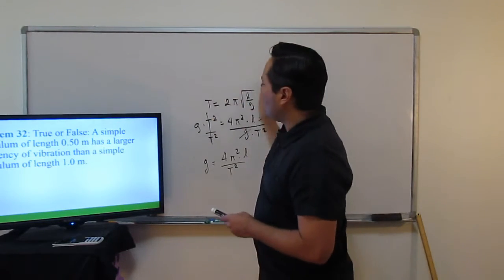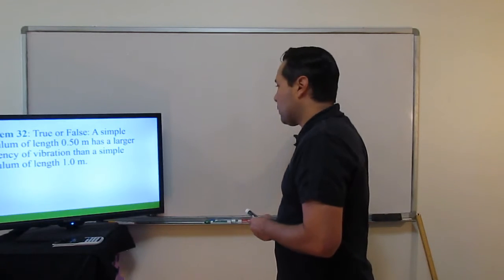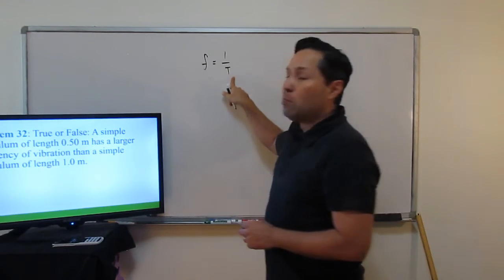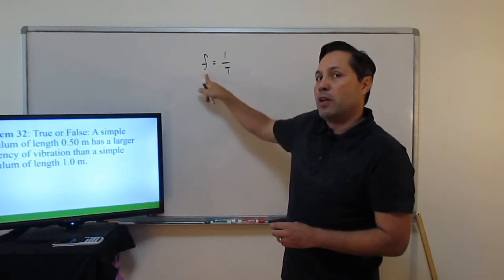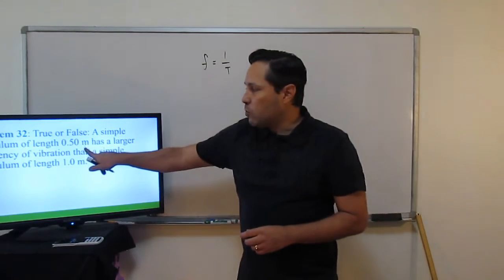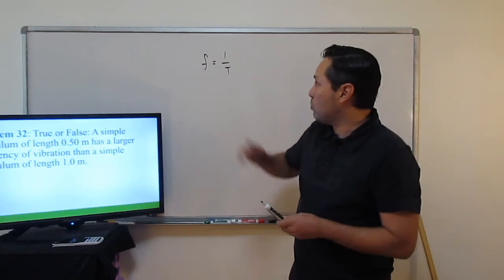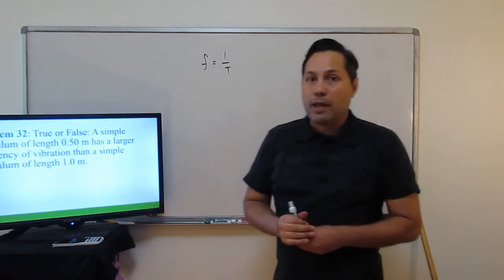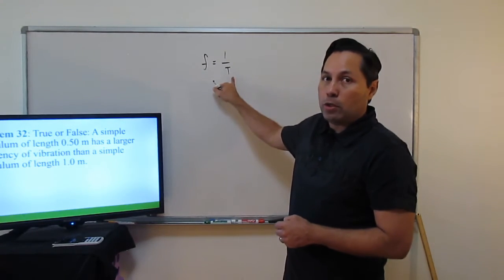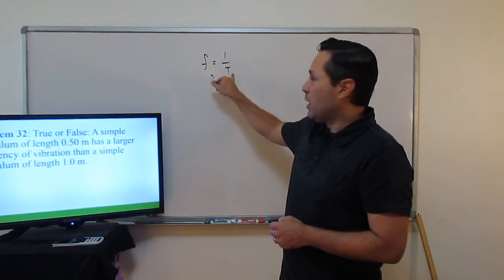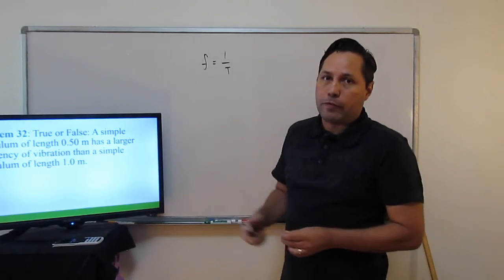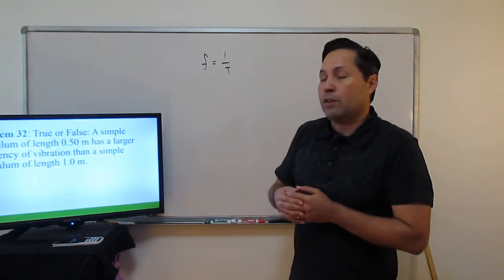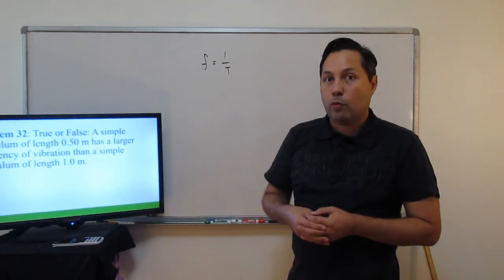And we should take a look at the formula for the relationship between frequency and the period. Frequency is the inverse of the period. So the smaller the period, the larger the frequency, since they're inverses of each other. So the smaller length will have a shorter period, which will give you a larger frequency. On the other hand, the longer the length is, the larger the period, and since they're inverses, a large period means a smaller frequency. So the answer for this one is true. A simple pendulum of length 0.5 would have a larger frequency than one of length 1 meter.